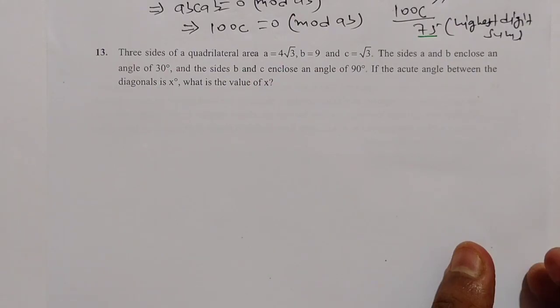There are 3 sides of a quadrilateral. Area A is equal to 4 square root of 3, B is equal to 9 and C is equal to square root of 3. The sides A and B enclose an angle of 30 degrees and the sides B and C enclose an angle of 90 degrees. If the acute angle between the diagonals is x degrees, what is the value of x?